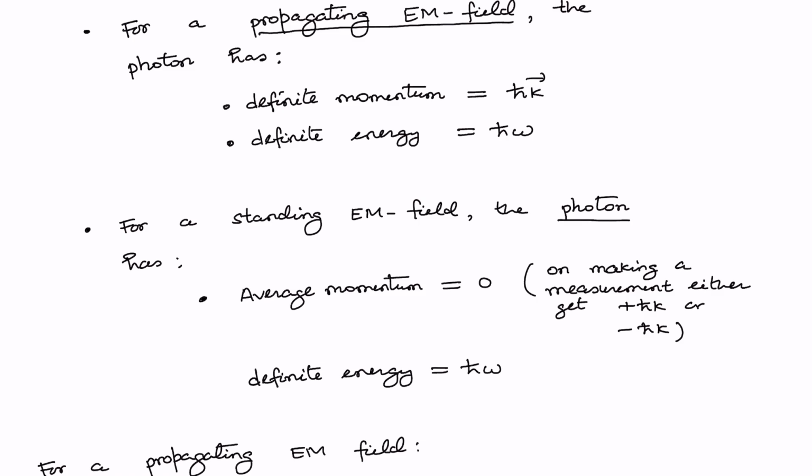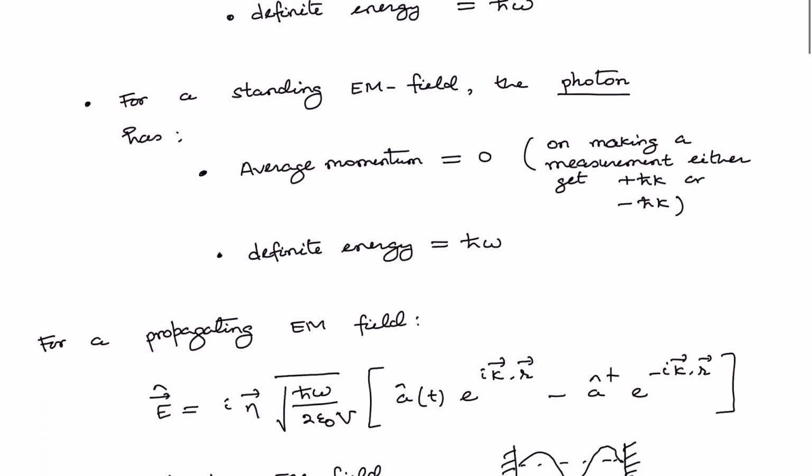That means that when we make a measurement of the momentum of the photon, then either we get plus h cross k or minus h cross k, because the standing wave is formed by the superposition of a forward propagating wave and a backward propagating wave, and the photon has a definite energy, which is h bar omega.